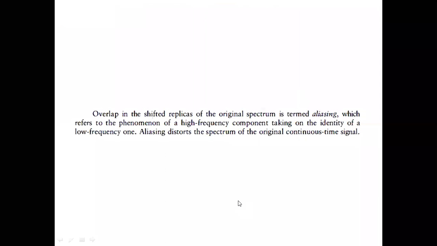So if you choose the sampling frequency less than twice the signal frequency, you get this problem called aliasing. There will be overlap in the shifted replicas of the original spectrum, which is bad. The problem is called aliasing. It should not actually happen.